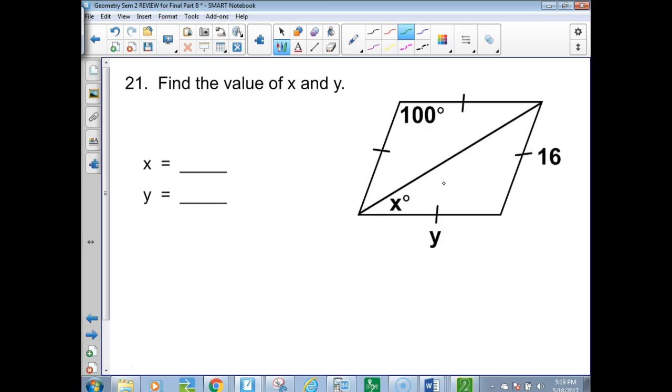21, find the value of X and Y. Let's see. These slashes mean this is a rhombus. All four sides are congruent, so Y is clearly 16. This is 100 degrees, and since these are both equal, I have an isosceles triangle on either side. It's cut into two isosceles triangles. So I've got 100 for that angle, so I go 180 minus 100. I've only got 80 degrees left to share among these two congruent angles, so they'd be 40 apiece. And the diagonals in a rhombus bisect angles, so these are 40 as well. And that one's 100 because opposite angles are congruent.